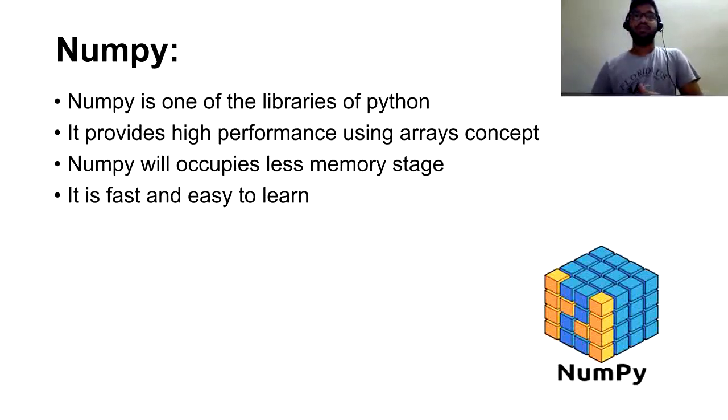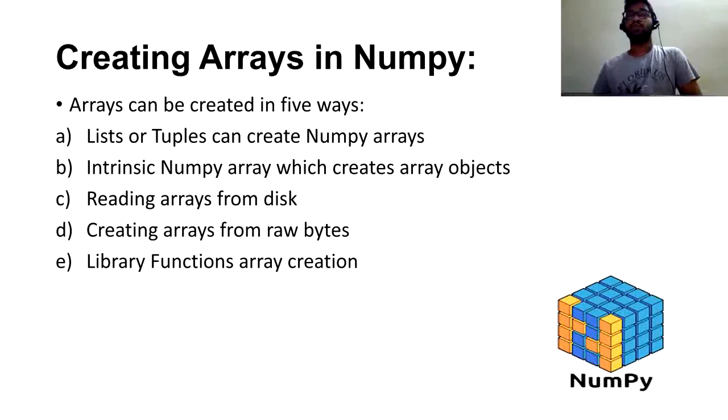It is very easy to learn, guys, NumPy basically. And the concept that is used here is arrays. So NumPy mainly uses the concept of arrays for data storage. Since array is the main concept in NumPy, we can create arrays in 5 ways using NumPy. Number one is lists or tuples, and number two is intrinsic NumPy array creation that creates array objects too. Number three is reading arrays from disk. Number four is creating arrays from raw bytes. And number five is library functions.